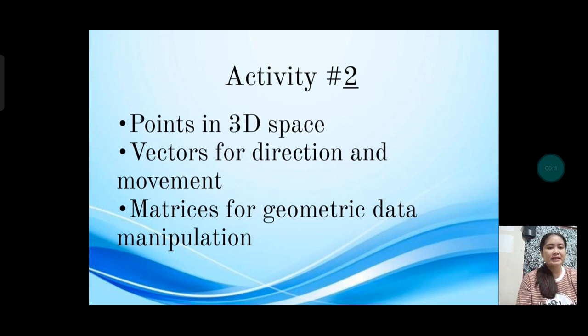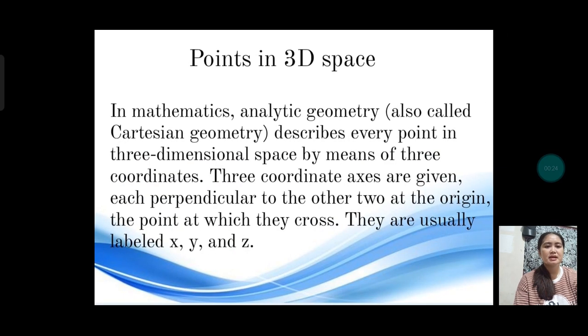So, points in 3D space, vectors for direction and movement, matrices for geometric data manipulation. So, first, the points in 3D space.